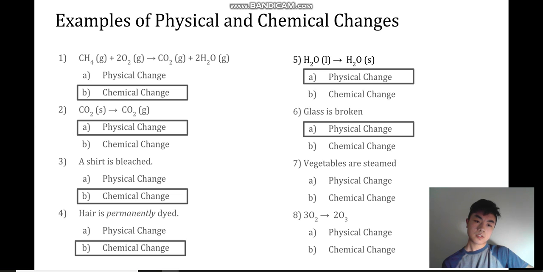Vegetables are steamed. Vegetables being steamed is going to be an example of a chemical change, because anytime there's any cooking, steaming, or baking involved, you can just assume that it's going to be a chemical change because it's not the same substance anymore, right?